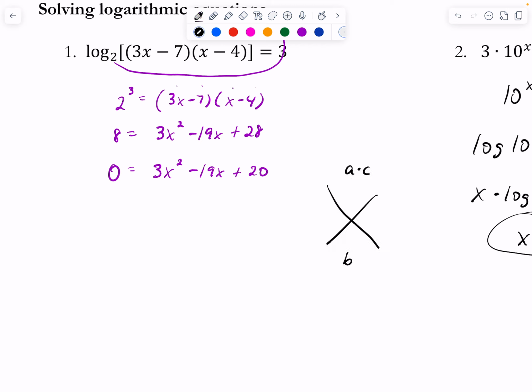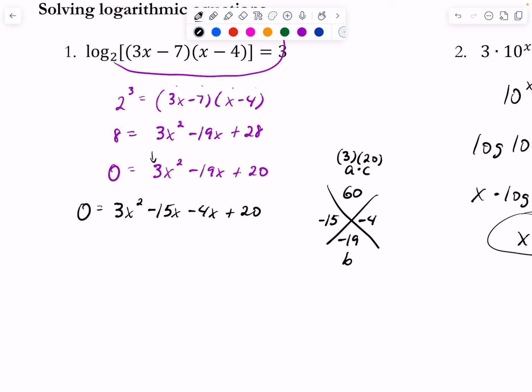So a times c that adds to b. A is 3, c is 20, so that's 60. And b is negative 19. So I need 2 numbers that multiply to give me 60 and add to negative 19. That's negative 15 and negative 4. Now because my a is not 1, I need to actually split the middle here. So I need to write 3x squared minus 15x minus 4x plus 20.